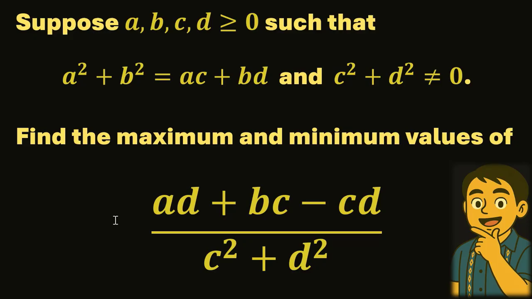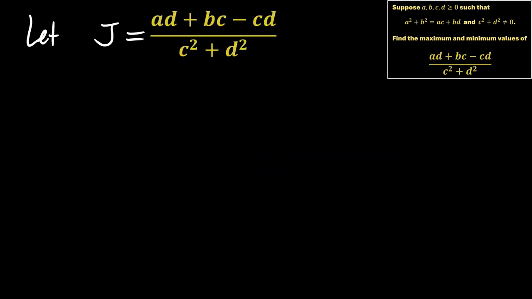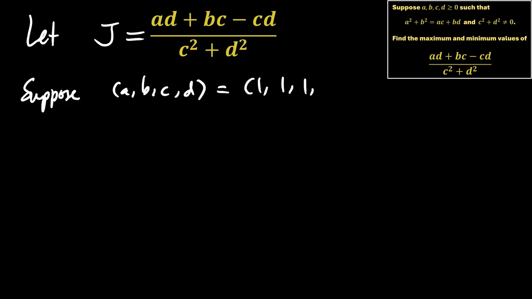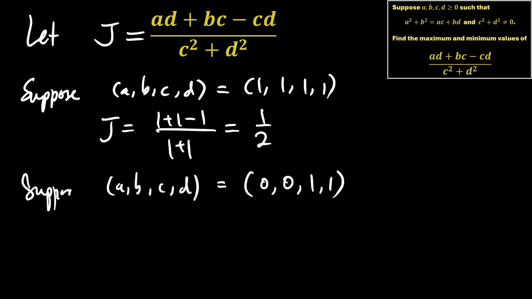Let J be the expression that we want. Then we can try small values of A, B, C, D. Suppose they are all the same, then J will equal (1 plus 1 minus 1) over (1 squared plus 1 squared), which is J equals half. And suppose A, B, C, D equal 0, 0, 1 and 1, then J will equal (0 plus 0 minus 1) over (1 plus 1), that is negative half.